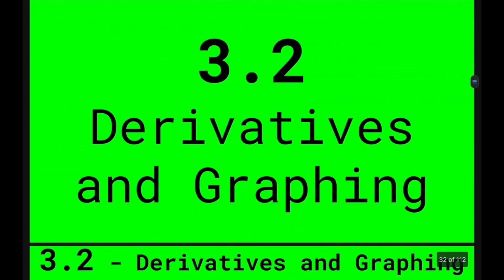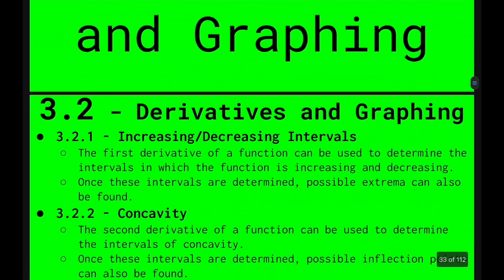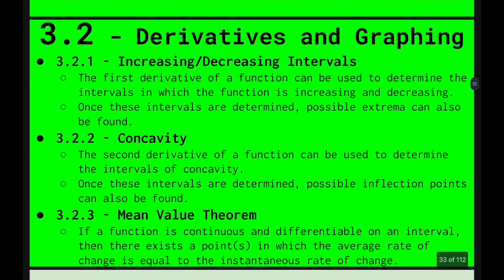Okay, next section, 3.2, is all about derivatives and graphing. The derivatives tell us what the original function is doing. So if you know the sign of f prime, then you partially know what f is doing. If you know the second derivative of f, so f double prime, you know what f is doing, or at least in some regards.